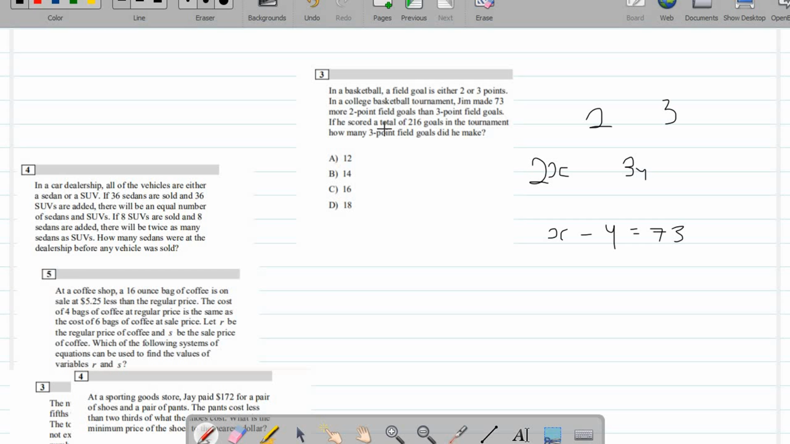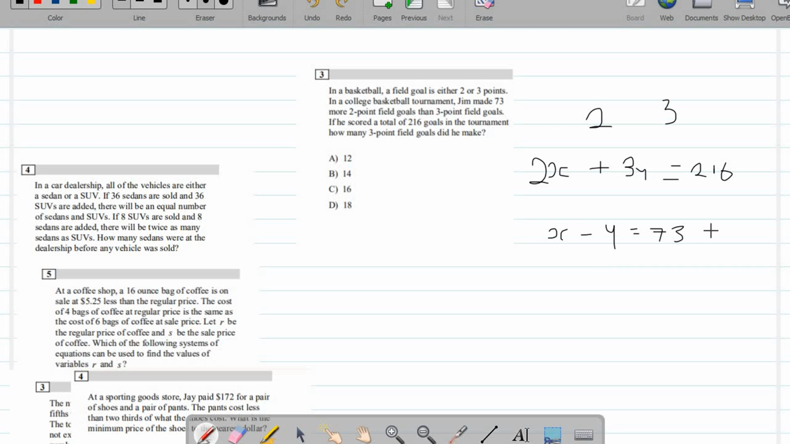But he said he scored a total of 216. So we say 2 times x, the number of 2-point goals he made, plus 3 times the number of 3-point goals he made, so that's 3y, you will get 216. But yet the difference between the 2-point and 3-point goals is 73. So we can either use elimination or substitution, but I think substitution will be better.